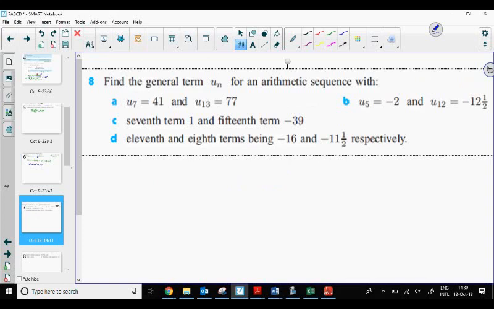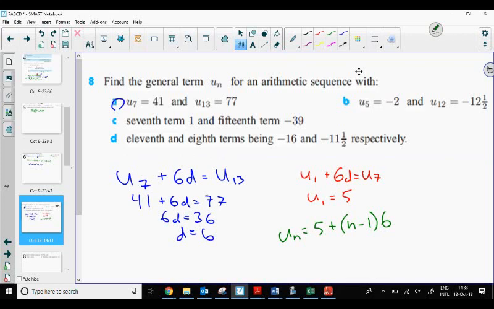Next question. All right, this is getting a little bit more interesting. So now we want to find the general term knowing some information. I'm not going to do all of these, but let's start with A here. So if I know the 7th and the 13th terms, how do I get from u sub 7 to u sub 13? How many common differences do I need to add? Well, I need to add 6 of them. And then we can just substitute in 41 and 77, and then we can find the common difference. It's not too hard.